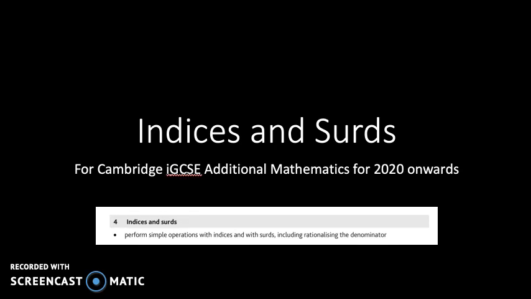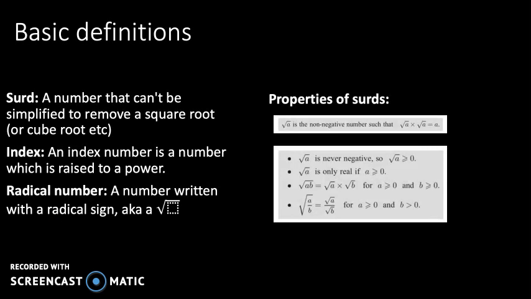Okay, so in this video, I'll be going over indices and surds for the Cambridge IGCSE Additional Maths course from 2020 onwards. So let's start off with some basic definitions. A surd is a number that can't be simplified to remove a square root or a cube root, etc. An index is a number which is raised to a power, and a radical number is a number written with a radical sign, aka one of these.